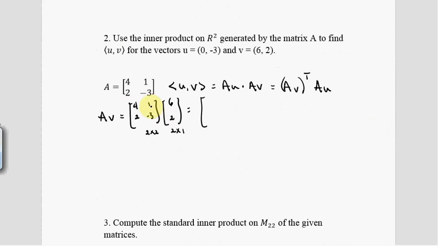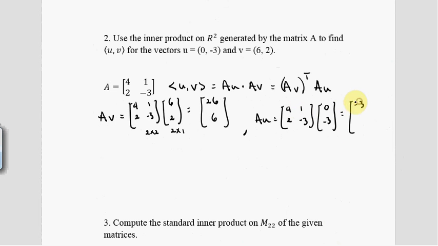So we get 24 plus 2 is 26. Then we get 12 minus 6, we get 6. And then we need to find AU, 4, 2, 1, negative 3, times U, this is 0, negative 3. So we get 0, negative 3, we get 0, and 9.